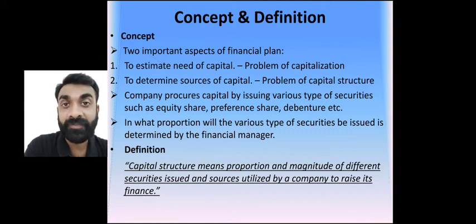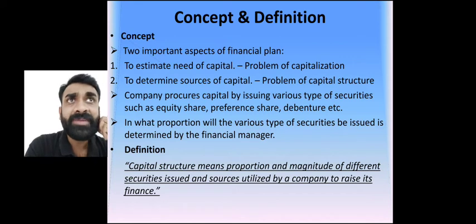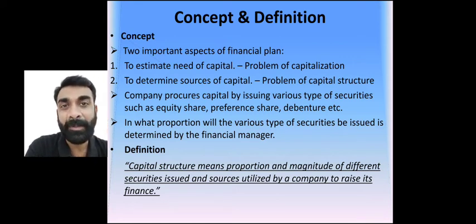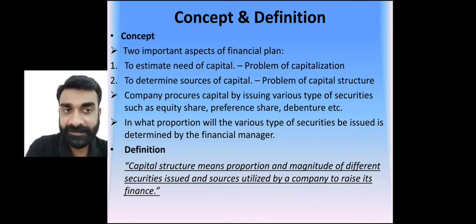Like raising the capital from equity shares, preference shares, or from borrowed funds like debentures, bonds, public deposits, or taking loans from the financial institutions or from the banks. So here what is the company going to do? The company is going to decide the particular source of capital that is cheaper, where the cost of capital is less and the flotation cost of raising the finance is less, right?